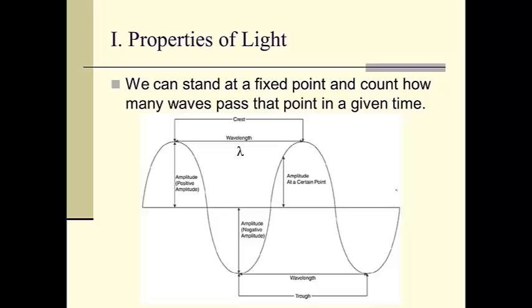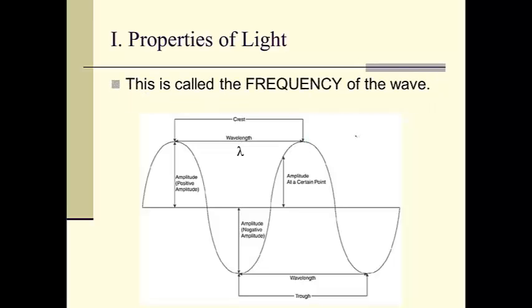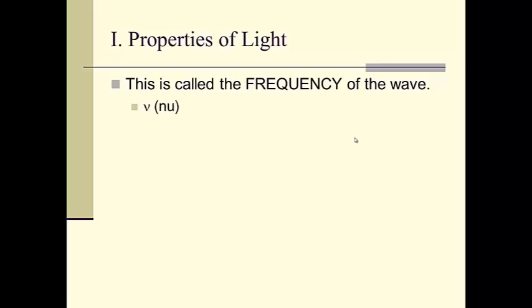Now, if you were to have these waves moving and you stood at one spot and you counted how many waves passed the point in a given time. In other words, if you were to go down to the ocean, stand in the water and see how many crests, every time a crest went by you, that would mean one wave went by. How many waves passed you in a given point? This is known as the frequency of the wave, and we give it the symbol nu. These are all Greek symbols.